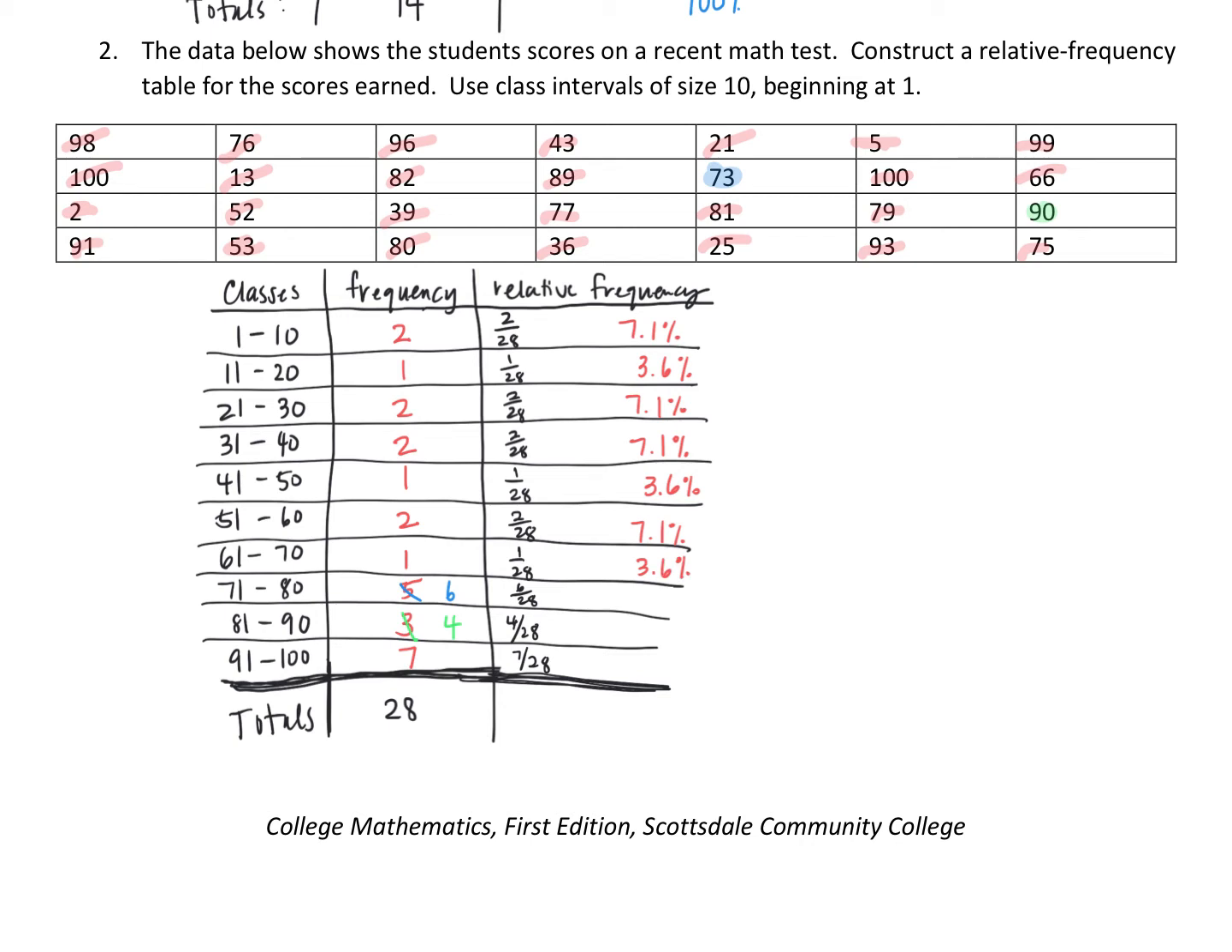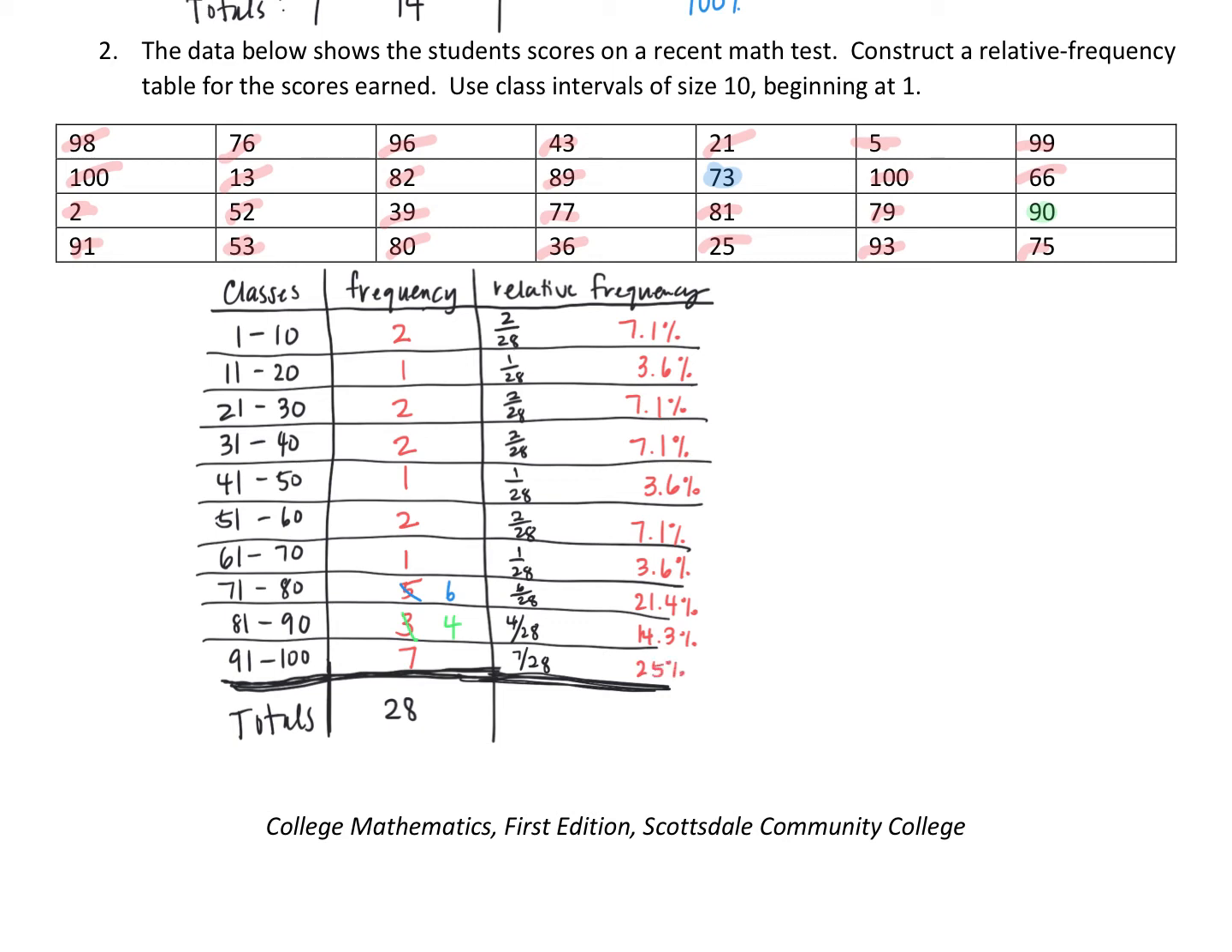Okay, now I have 6 over 28, so that is going to give us 21.4%. 4 over 28, that will give us 14.3%. And then 7 over 28 will give us 25%.